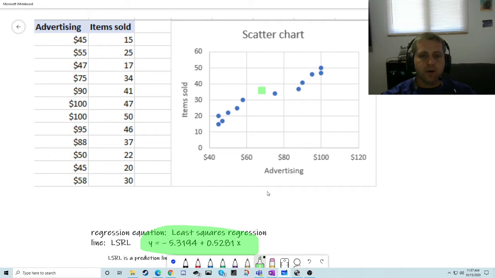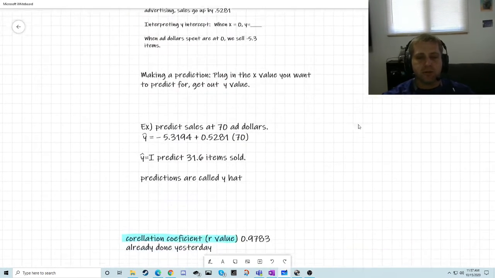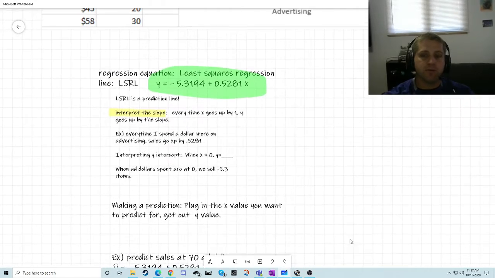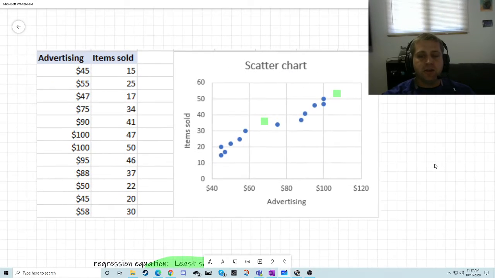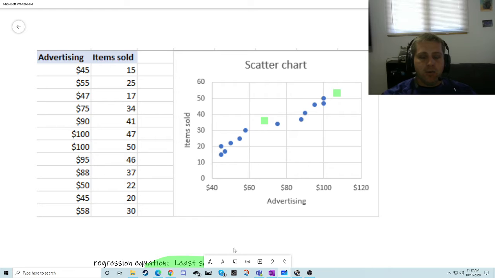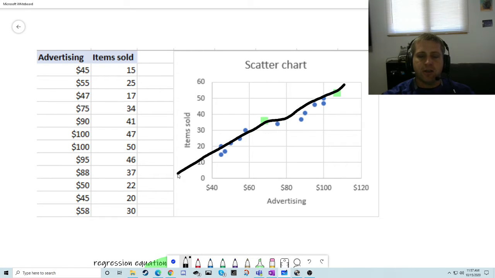I also earlier did a problem where I predicted at $110 and I had gotten 53. So I'm just using a second prediction because I don't want to spend the time to do the math, but I do remember from class that we had done that. And to draw the least squares regression line, I totally drew this one in kind of the wrong spot, but to draw it, you actually just connect the dots and go through.